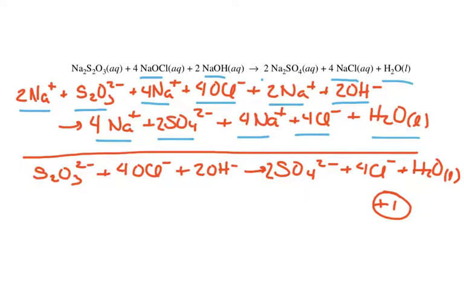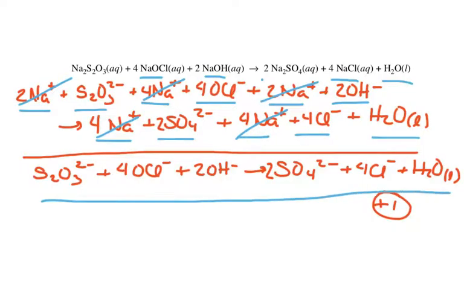So we're going to knock out our spectators. And the only spectator we have here is sodium. So we have 2 sodiums. We have 4 more sodiums. We have 2 more. So we have 8 sodiums on that side. Here we have 4 and 4. We have 8 sodiums on that side. And when we take those out, here's our equation. That's our net ionic equation. And writing that is worth 1 point.